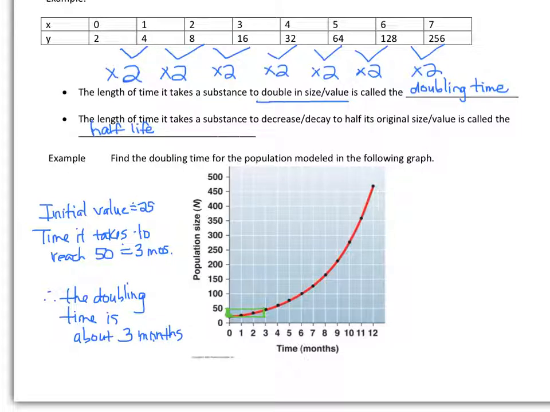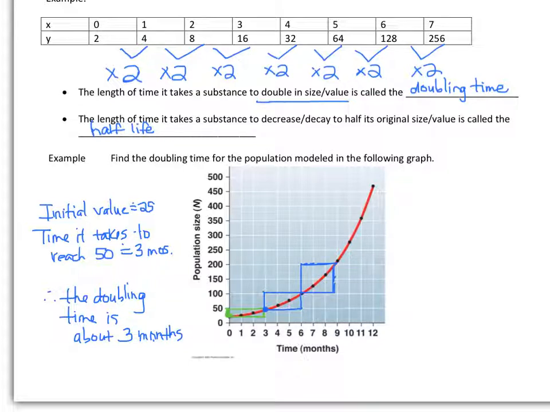Now notice, we didn't necessarily have to use the initial value. For example, I could look at where the population is at 50, so after 3 months. And how long does it then take the population to grow to 100? Because 2 times 50 would be 100. If we look at that on our graph, we see that's still approximately 3 months. Or the time it takes to go from 100 to 200 is approximately 3 months, slightly less than.